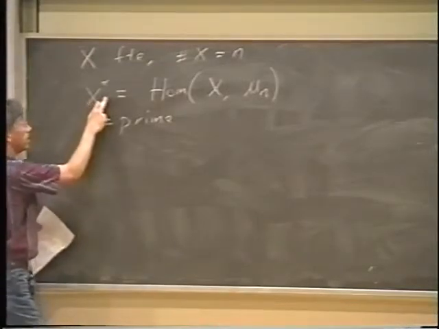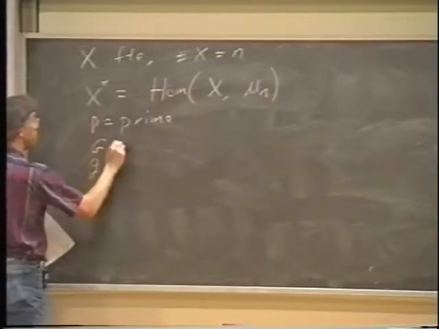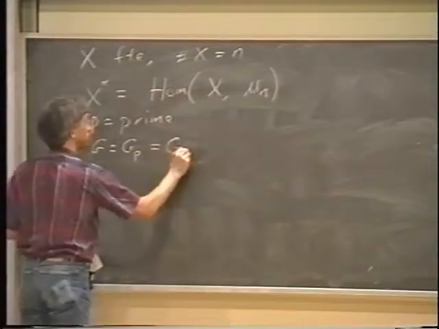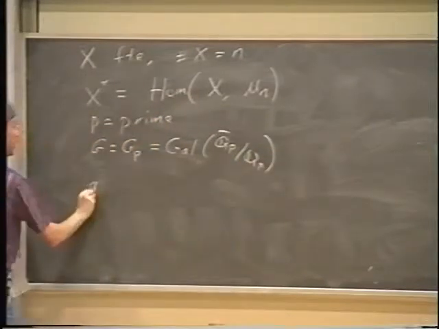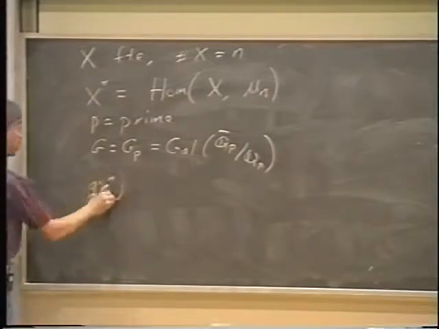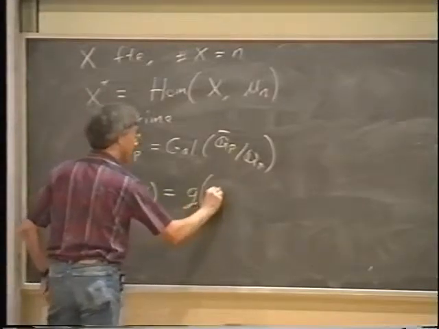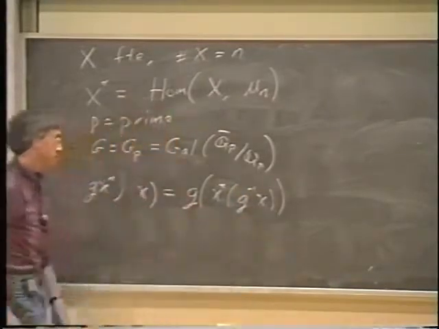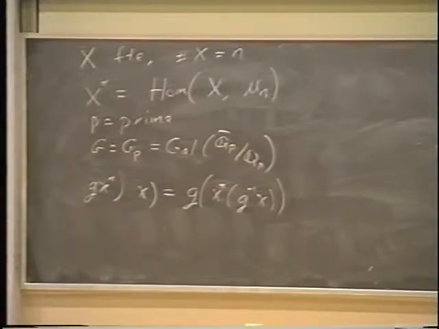Okay, X star has a G action on it. So G is going to be GP, our Galois group of QP bar over QP. And now G can act on X star. I'm assuming G acts on X, of course. G acting on X star, acting on some element x, is just defined to be G of X star of G inverse acting on x. If you sort that all out, this gives an action of G on X star.